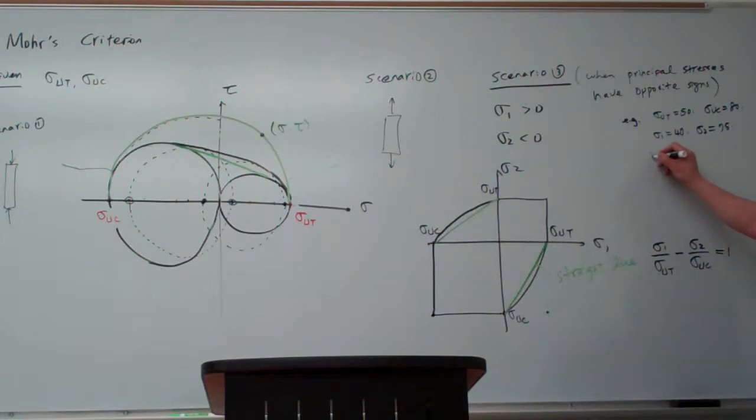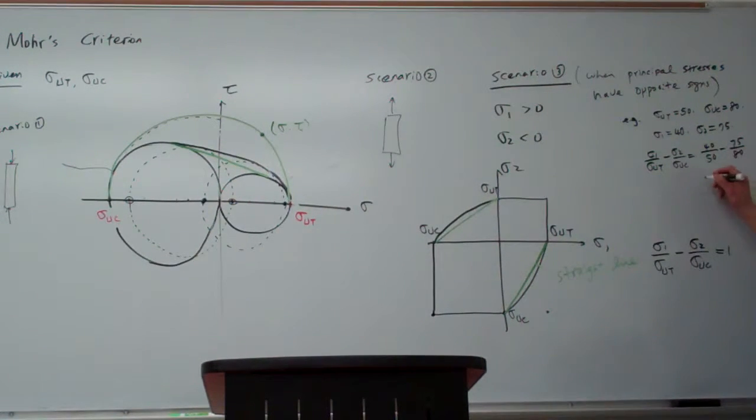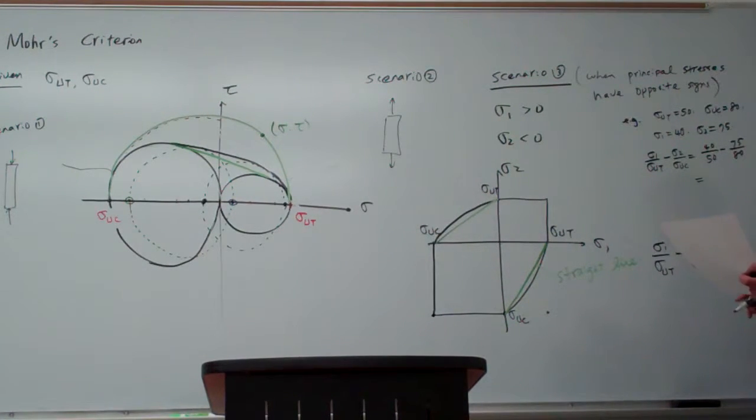We simply plug into this formula. Sigma 1 divided by sigma ut minus sigma 2 divided by sigma uc will be equal to 40 divided by 50 minus 75 divided by 80. We see what this value is. For this equation, the first magnitude is 0.8, which is 4/5, and for the second one, 75 over 80 is 15 over 16. So this value is 64 minus 75 over 80, which is minus 11 over 80, less than 1.